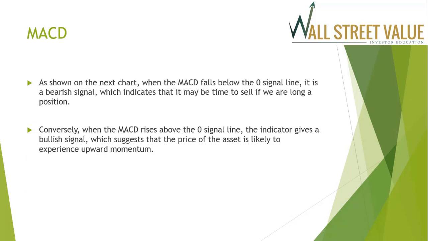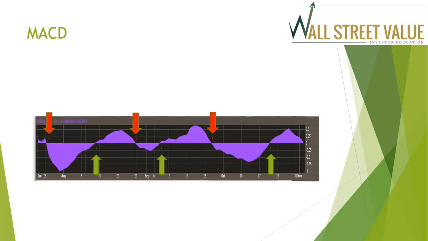As shown on the next chart, when the MACD falls below the zero signal line, it's a bear signal, which indicates that it may be time to sell if we are long a position. Conversely, when the MACD rises above the zero signal line, the indicator gives us a bullish signal, and this suggests that the price of an asset is likely to experience upward momentum. And here's a chart for the MACD.